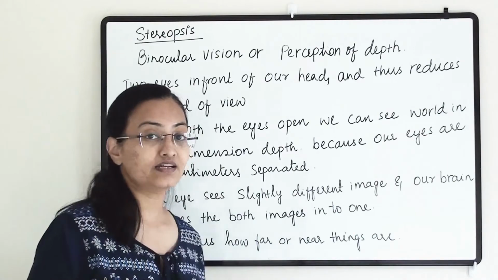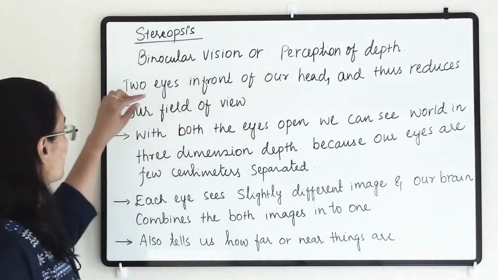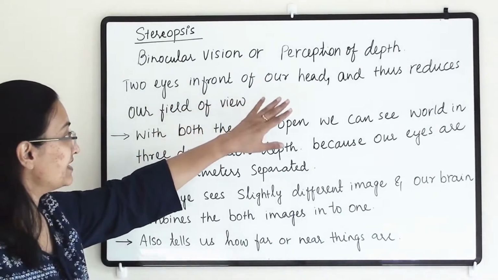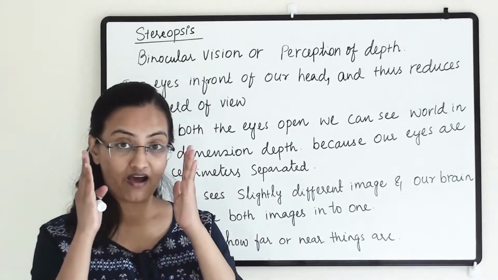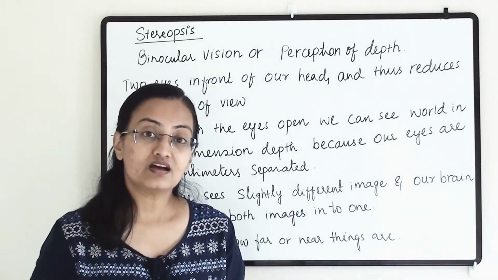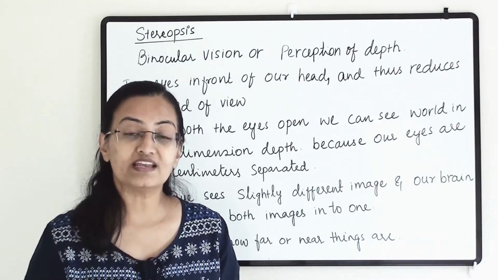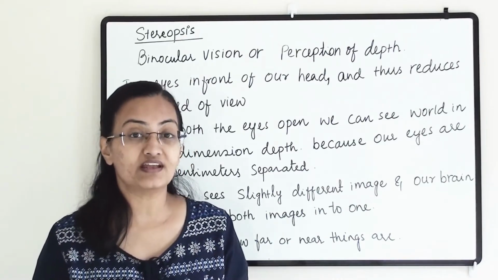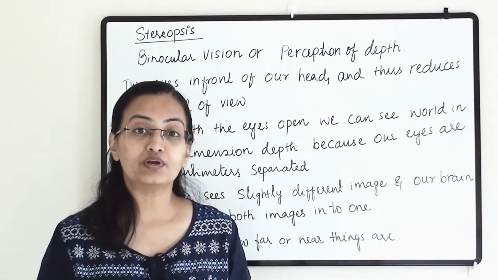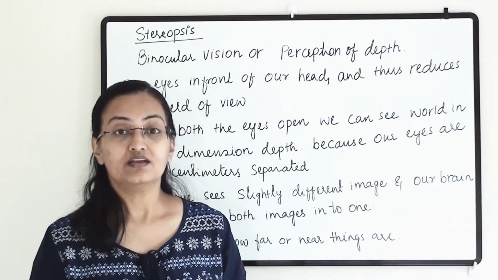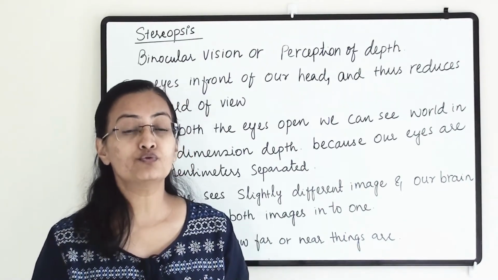Let us understand the detail. So that is binocular vision, or perception of depth. We have 2 eyes in front of our head, and this reduces our field of view. Yes, both eyes are in front of our head. Now our eyes are different if we compare them with a chameleon or flies. Those animals have their eyes on top of their head. So it gives them the widest possible field of view because they have to protect themselves from predators. But in our case, both eyes are in front of the head, so our field of view is limited.